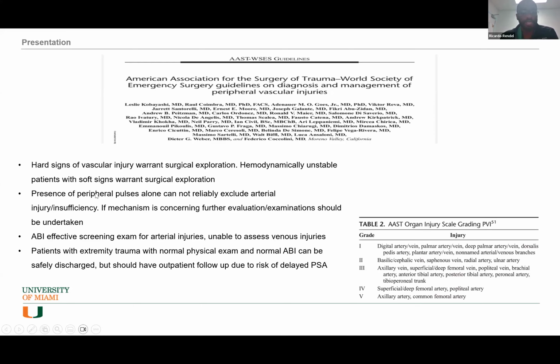Like Dr. Kasim said, the presence of a peripheral pulse alone cannot reliably exclude any injury. So if there's any mechanism that's concerning, like a penetrating injury, you should have a high index of suspicion for these things. Like we talked about, ABI can be effective for screening for arterial injuries, but you don't necessarily get any information on the venous side with ABI. And patients with a normal physical exam and normal ABI can be discharged, but they do need outpatient follow-up due to the risk of a delayed pseudoaneurysm.